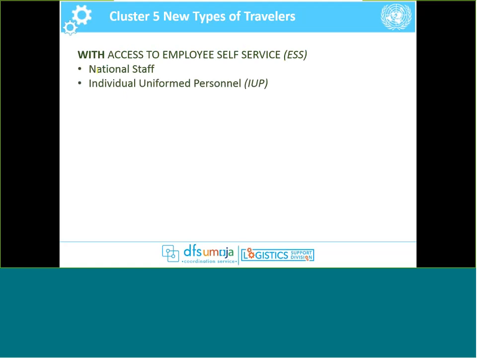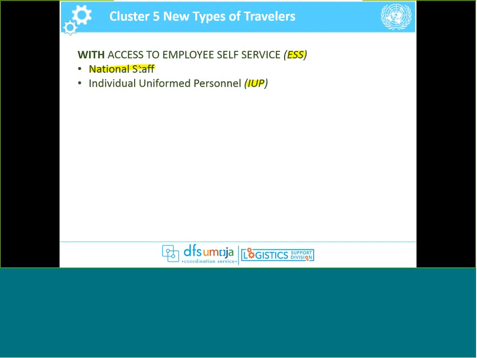So what are we implementing in this project? What are we changing? So starting from 15 June, starting from 10 days ago, a few more types of travelers are using Umoja as a system to support all the travel requests. Some of these new travelers, like for example national staff and IUPs, have been granted access to the employee self-service.